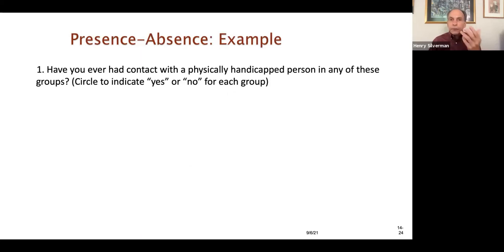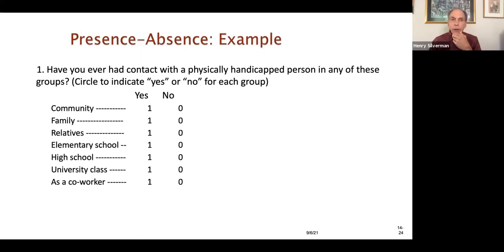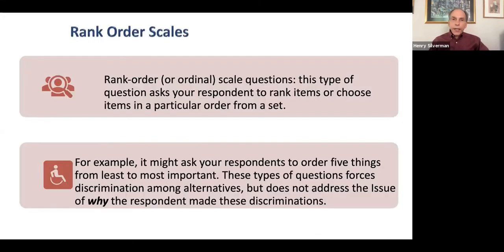Presence or absence, yes or no. So have you ever had contact with a physically handicapped person in any of these groups? Just simple yes or no. Rank order scales. This type of question asks the respondent to rank items or choose items in a particular order from a set.